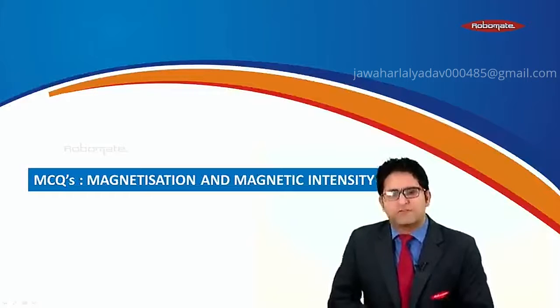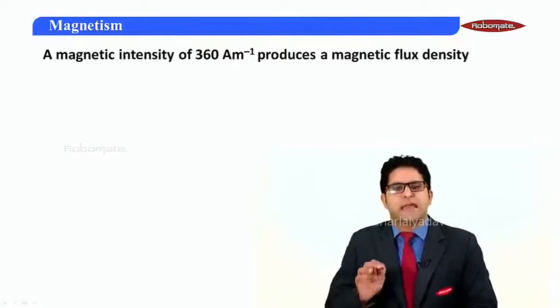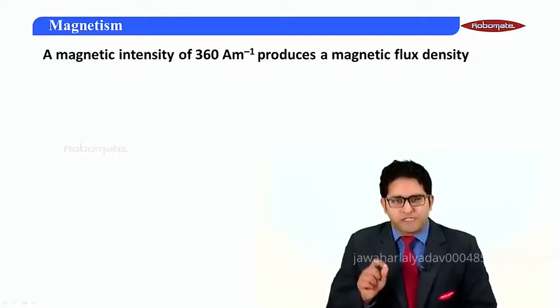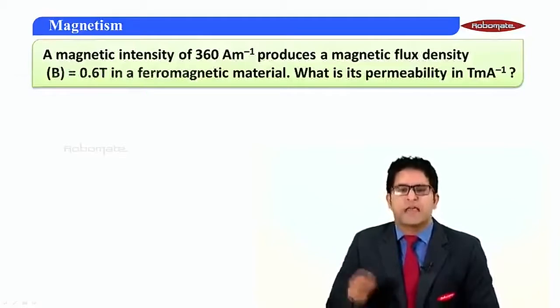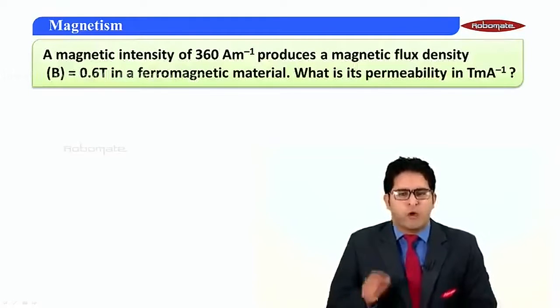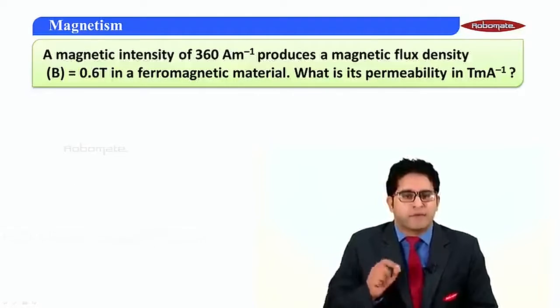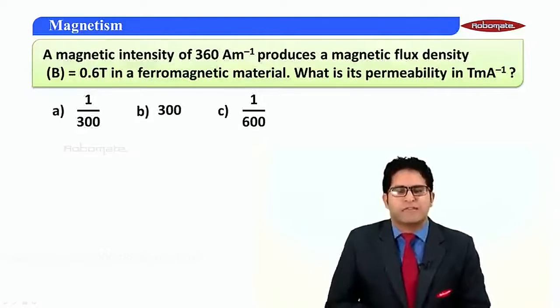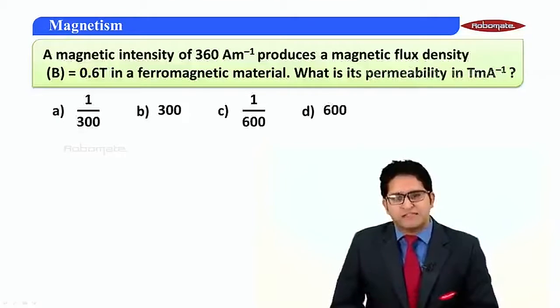So let us start with the first question, which says a magnetic intensity of 360 ampere meter inverse produces a flux density of B is equal to 0.6 Tesla in a ferromagnetic material. What is its permeability in Tesla meter ampere inverse? And the options are option A 1 by 300, option B 300, option C 1 by 600, and option D is 600.